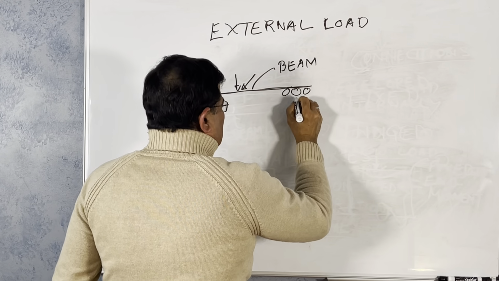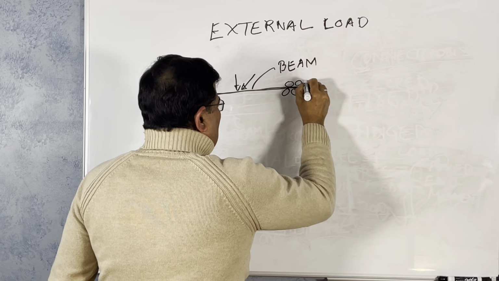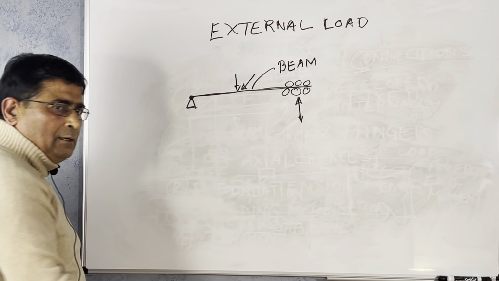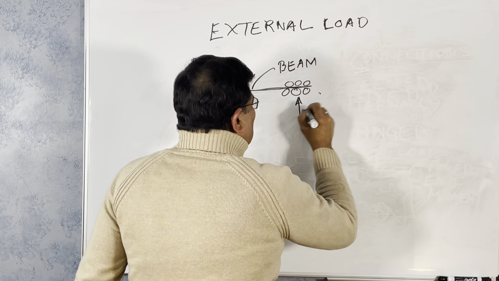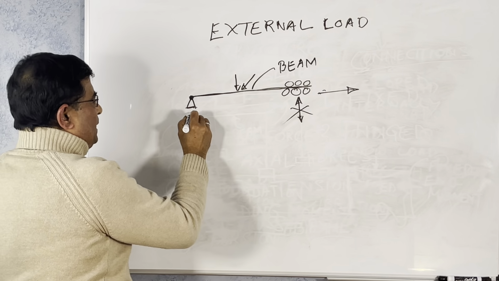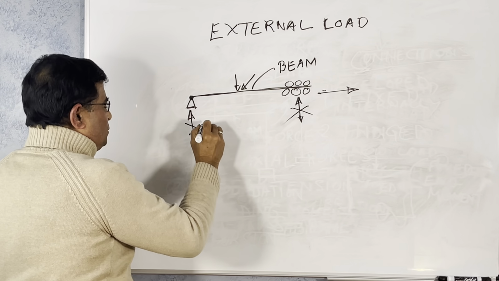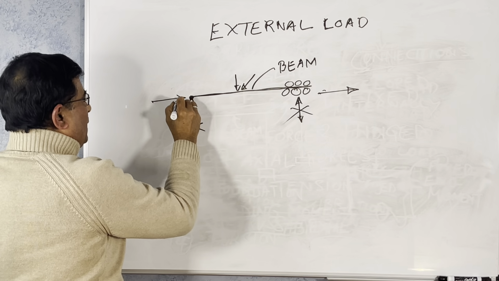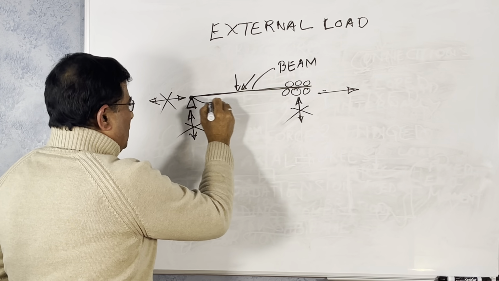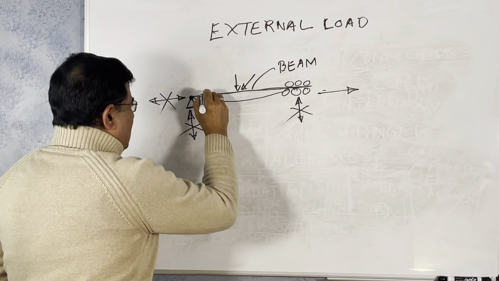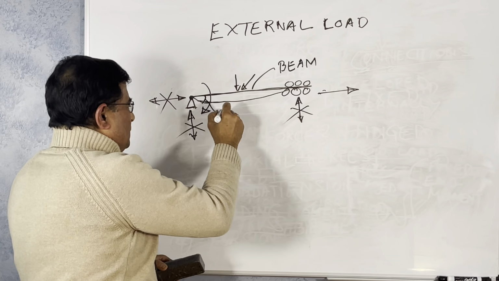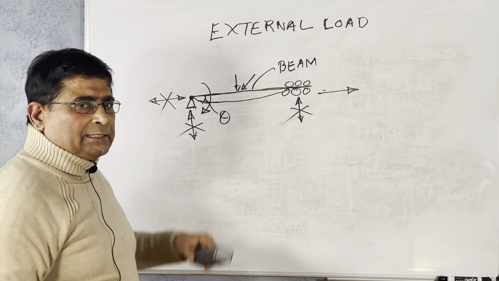That means it is restrained against this direction. It cannot move this way, but it is allowed to move this way. This one is restrained against movement this way and restrained against movement around this way. It is restrained, but it is allowed to rotate. If you take a deflection, it is allowed to rotate, say by theta. So a hinge cannot take any moment.